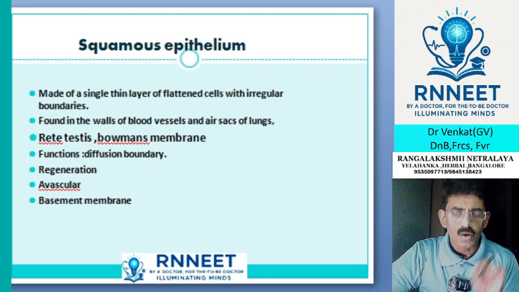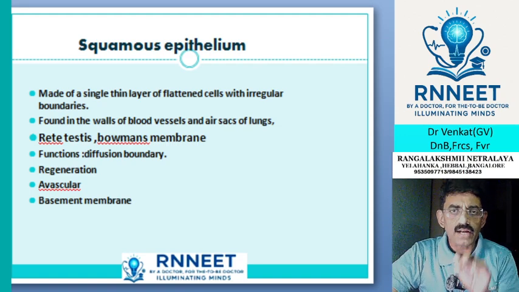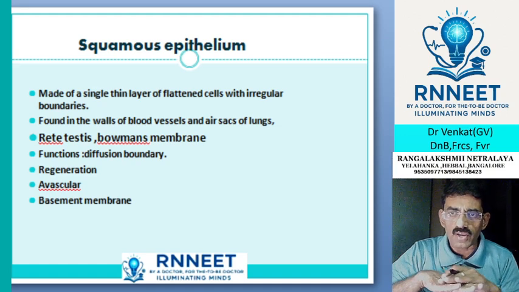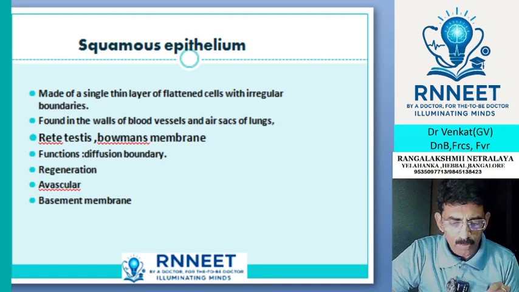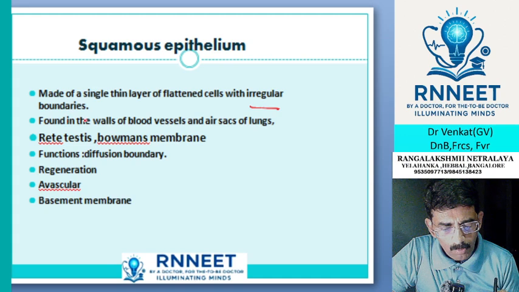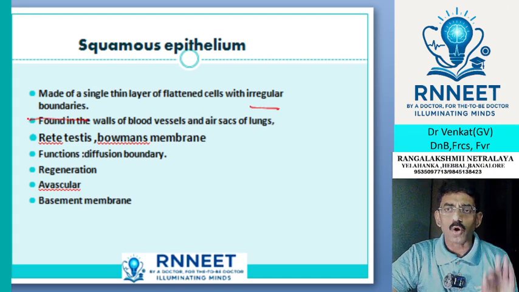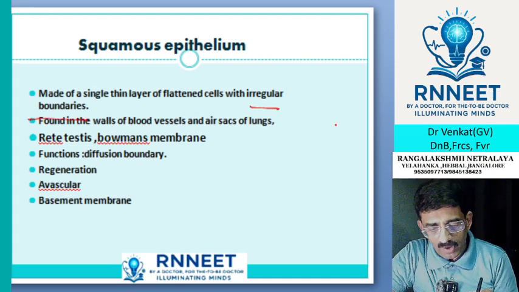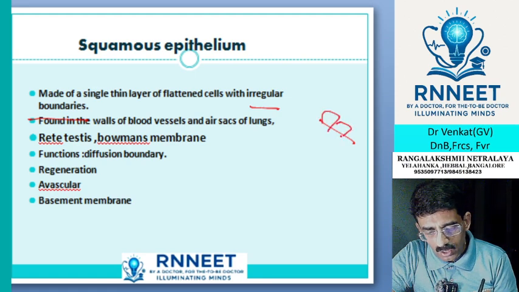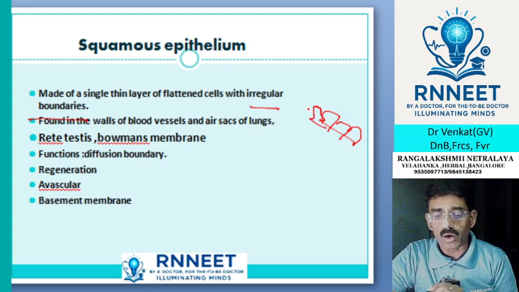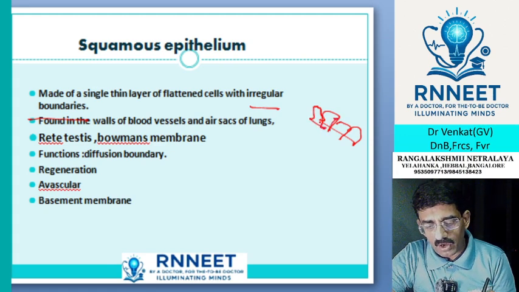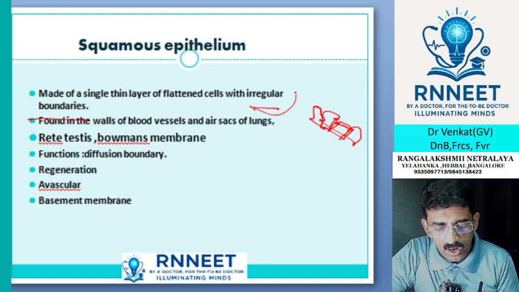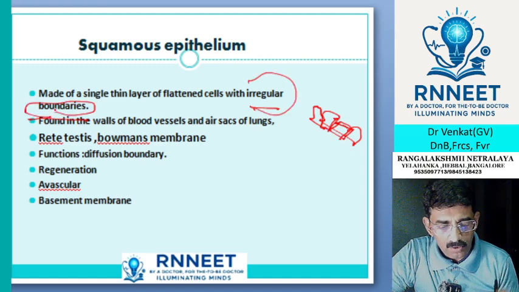Okay, squamous epithelium is made up of a single thin layer of flattened cells. That means the cells are all very flat. Very important is the irregular boundaries. The boundaries are not always regular. See, here it is straight, here it is irregular, again it becomes straight, again it becomes irregular. So they can have irregular boundaries, very important.